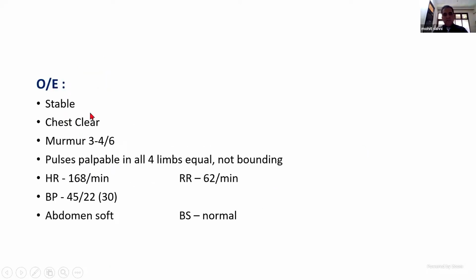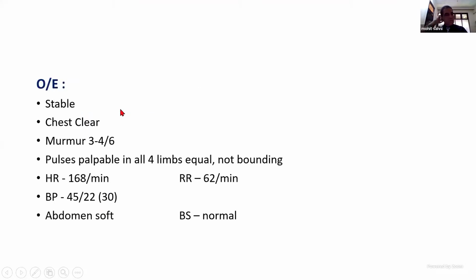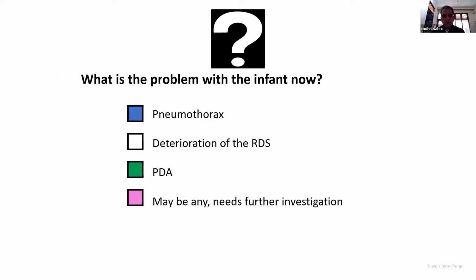On examination, vitals were stable, chest was clear, there was a murmur heard, 3/4 grade. Pulses were palpable in all 4 limbs, equal, and not bounding. Heart rate 168, respiratory rate 62, blood pressure 45 systolic, 22 diastolic, mean of 30. For a mean of 30 in a 28 weeker, from the blood pressure point of view, what we commonly believe is that your mean blood pressure is equal to the gestation, while there is a lot of controversy behind it. But even then, we take that as normal. Abdomen is soft, bowel sounds are normal.